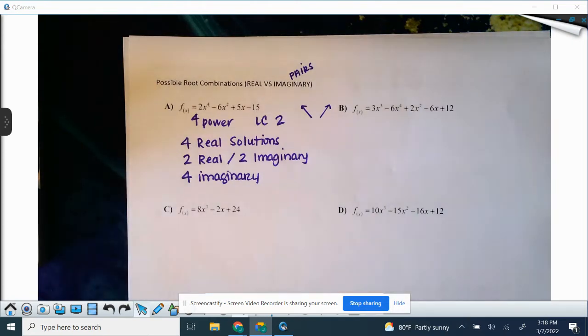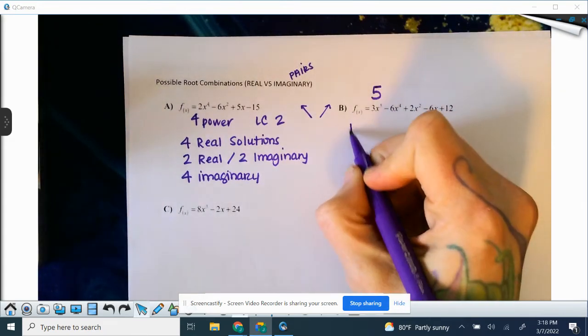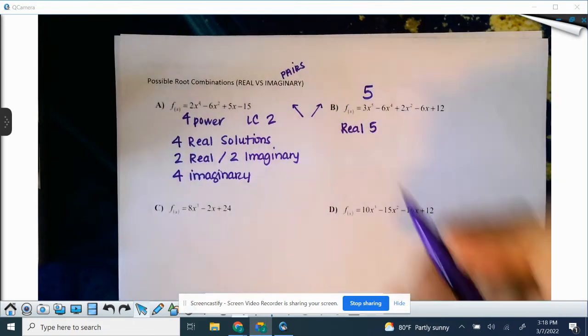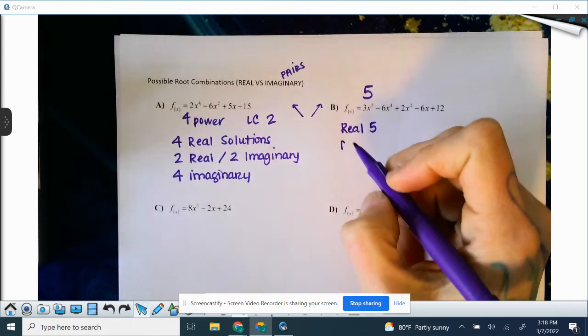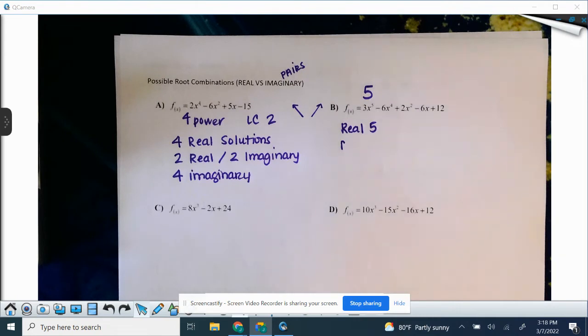This next one's 5, so you'll see it here. You have a degree of 5. So that means I could have 5 real. And then from there, the combinations, I could have 4. Can I have 4 real? Actually, no, because it only leaves one more hanging, and imaginaries can't go in pairs of 1.